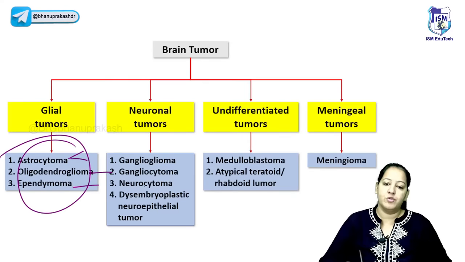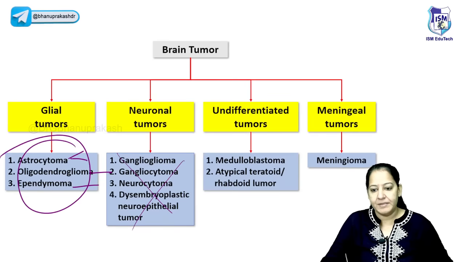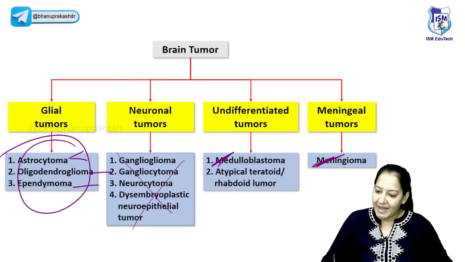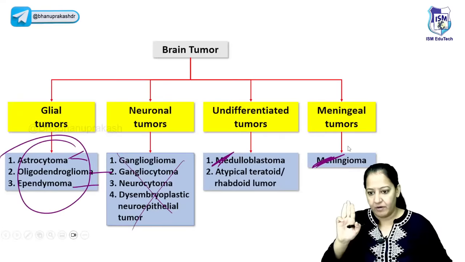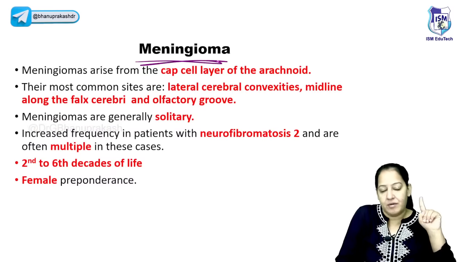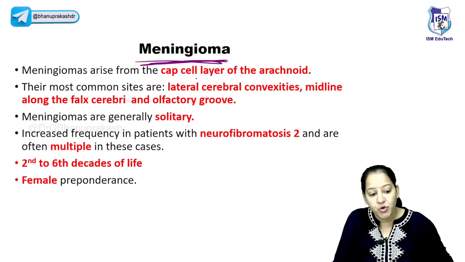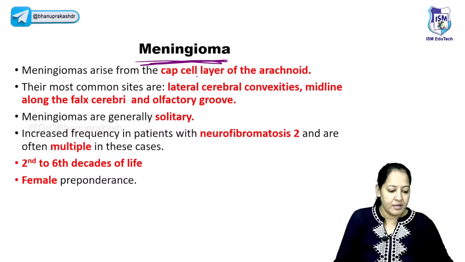Now, among other brain tumors, I'm not going to teach you neuronal tumors. They are not important in your syllabus. Medulloblastoma, meningioma and schwannoma. Three more we have to cover. So let's come to meningioma. The next one is the meningioma. Let's come to the next one, meningioma.